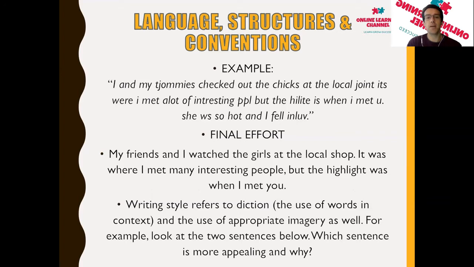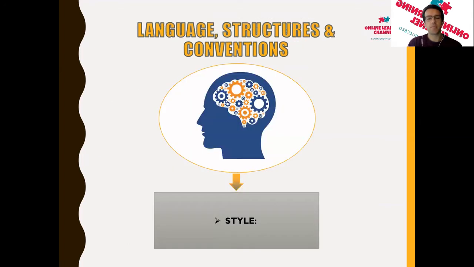The writing style refers to the diction, the use of words in context, and the use of appropriate imagery as well. When it comes to appropriate imagery, just think about something that can be considered PC, if you will, just appropriate in the context of whatever is being discussed. For example, look at the two sentences below. Which sentence is more appealing? You need to ask yourself the question, why?